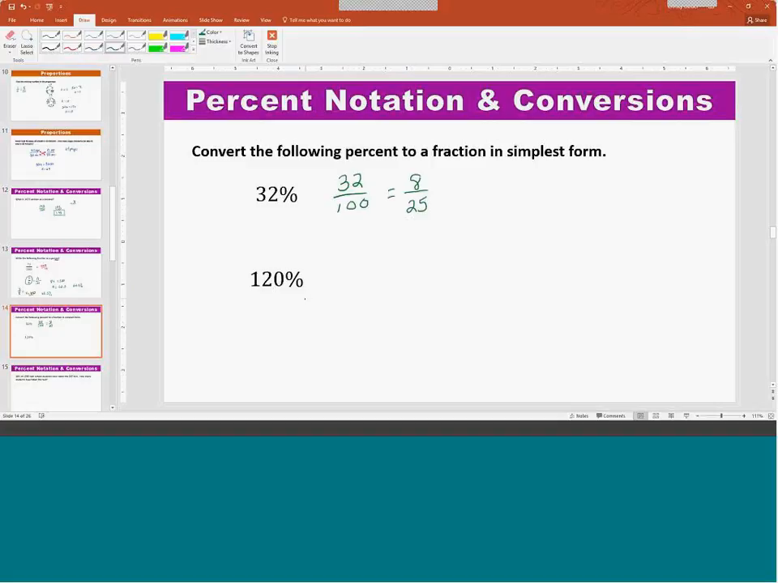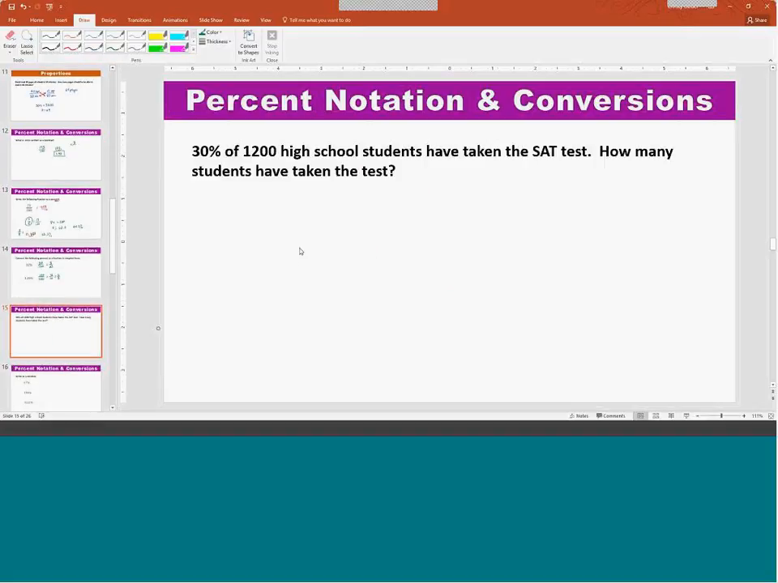Our second example is 120%, what fraction? So I know that percent means that number over 100. The thing I'm going to do is divide both terms by 10 to get rid of those zeros. So 12 over 10. And now I continue to see that 2 is a factor of both 12 and 10, and I'm going to simplify further. So 120% is the same as 6 over 5, or 6/5. It's more than a whole. That's pretty straightforward, pretty simple.